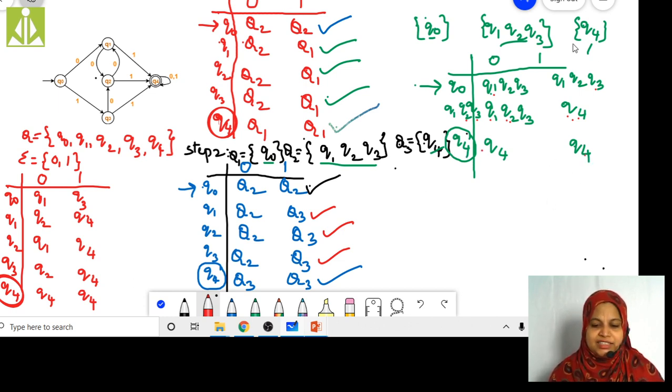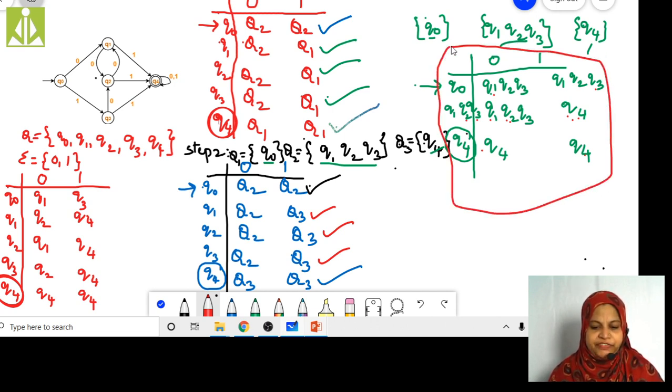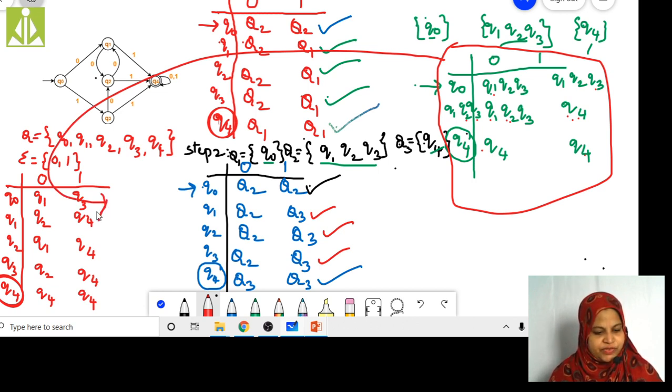So here this is my minimized DFA. This DFA is going to satisfy the property of original DFA. Now I am going to draw the transition diagram for this one, right?